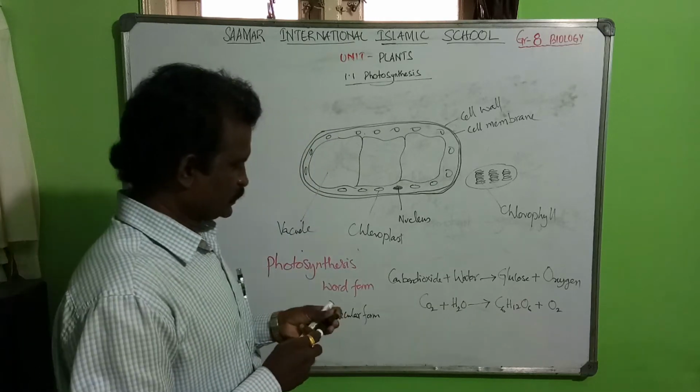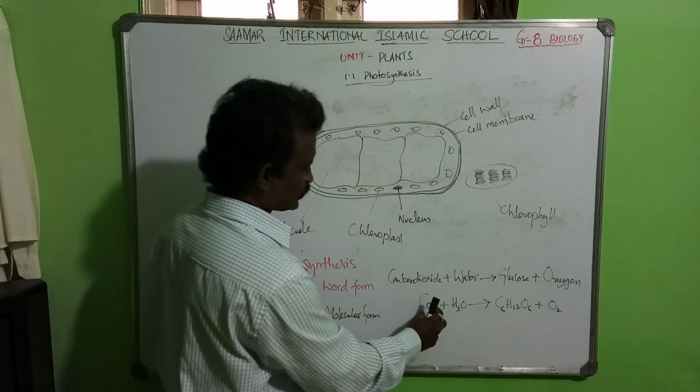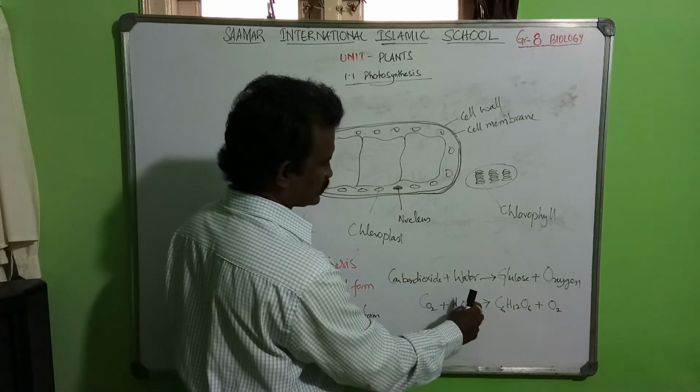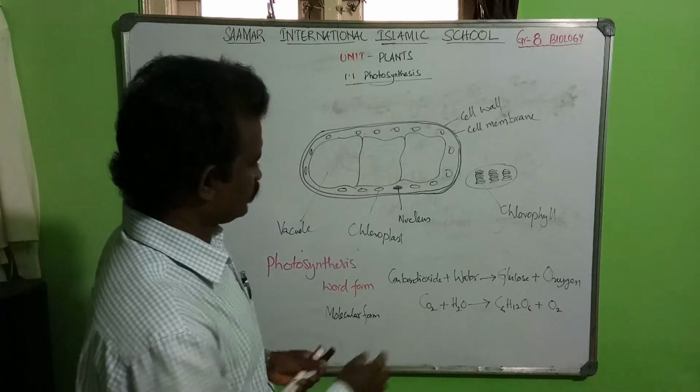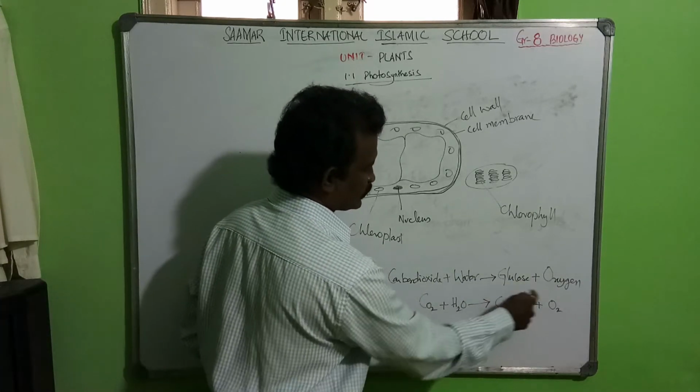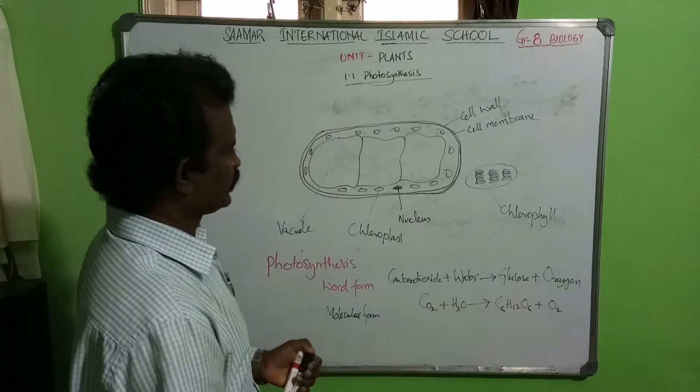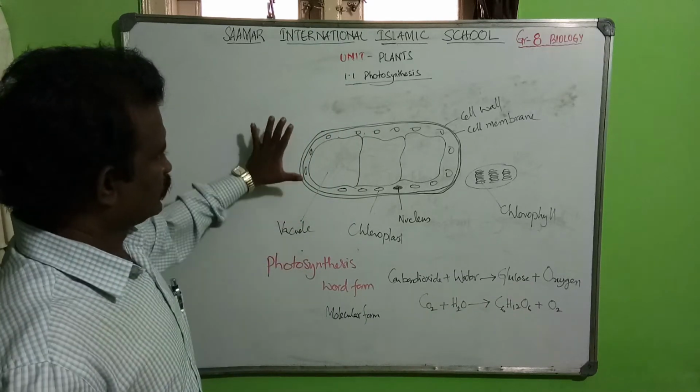Is it clear? So in the exams I will be asking: chlorophyll plus dash gives rise to dash and dash. Like that you have to fill up all that. So I will put A here, B here and C here. So 3 marks you may get from this. Okay, like that. Is it clear now?